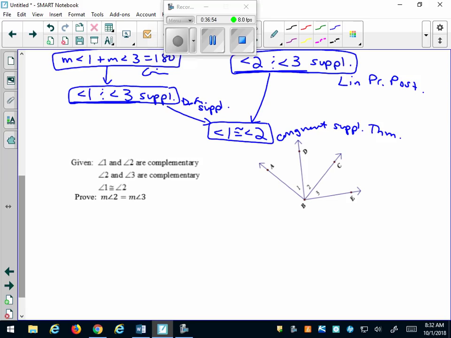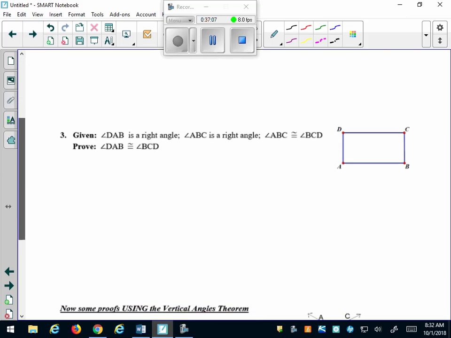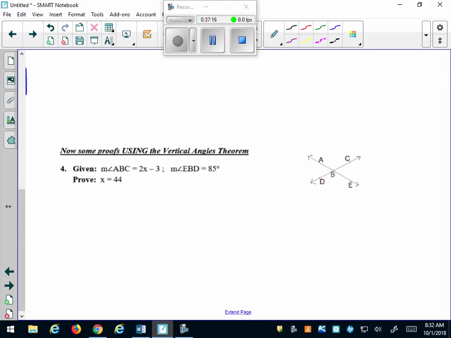As part of your homework, I would like you to try to complete this proof, and I'll give you a hint. It uses the congruent supplements theorem. And this proof, and I'll give you a hint. It uses the right angles theorem. And this proof, and it says right here that it uses the vertical angles theorem. So try those three proofs as part of completing this video.